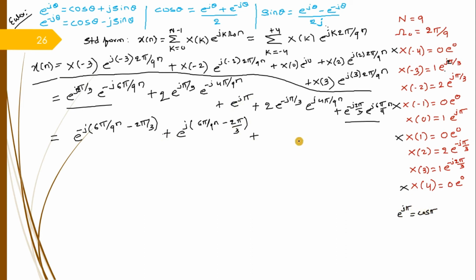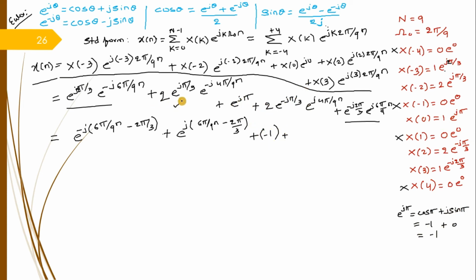Is it e raised to j pi or minus j pi? It is j pi only, I think. J pi, okay, cos pi plus j sin pi. Now this gives you, cos pi means minus 1, sin pi means 0. So it will give you minus 1. So I write it as minus 1 in place of e raised to j pi.